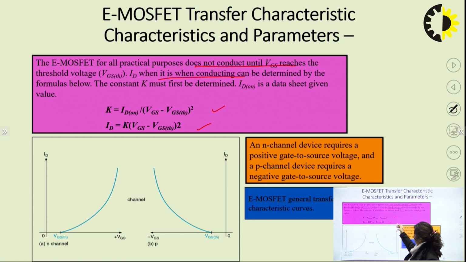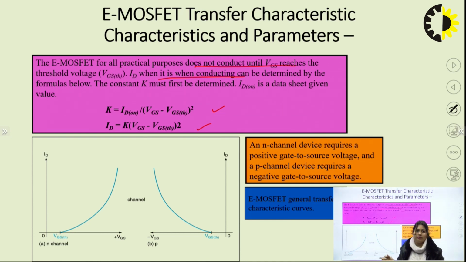By these equations we can plot the graph between VGS and ID. If you plot the graph between VGS and ID, we have a curve. Similarly, for the N-channel and the P-channel: for the N-channel it is exponentially increasing in the positive direction, and for the P-channel it is exponentially increasing in the negative quadrant. So it is in the positive quadrant, and similarly in the negative quadrant.